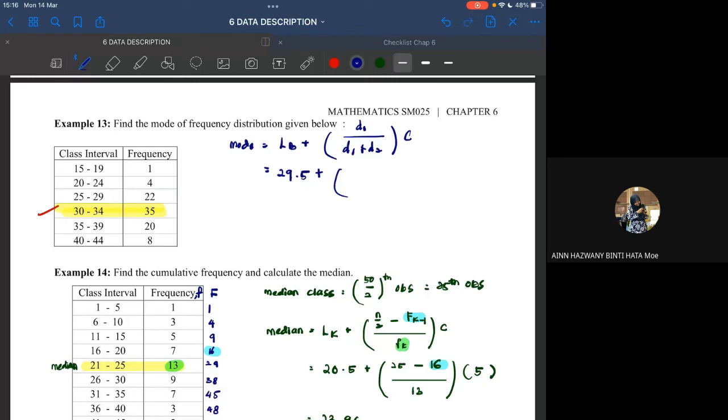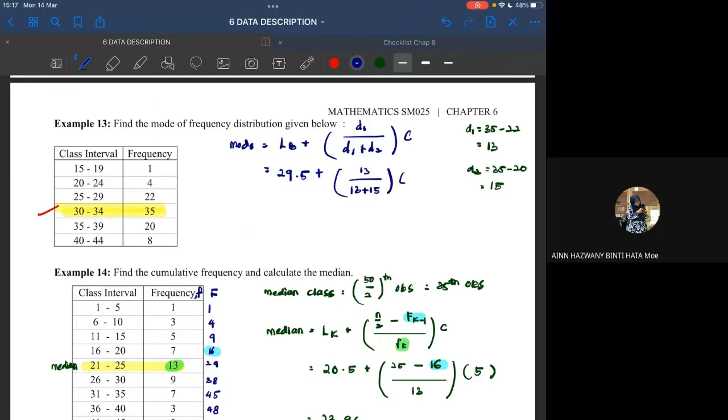Plus D1 ialah frekuensi kelas tolak frekuensi kelas before. So D1 is equals to 35 minus 22, which is kita dapat 13. D2 frekuensi kelas tolak frekuensi kelas after. 35 minus 20, which is we get 15. So just sub everything in the formula. We have 13 over 13 plus 15.